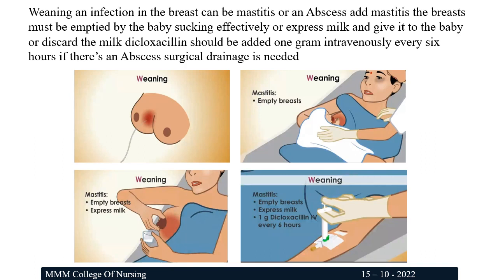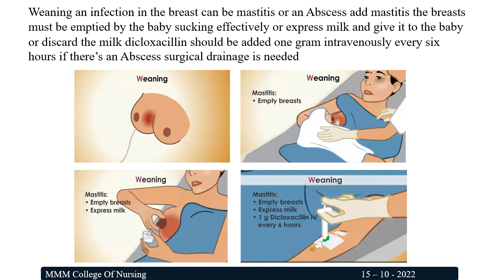So the next W is weaning. Okay, weaning means it is an infection in the breast causing mastitis or an abscess. With mastitis, the breast must be emptied by the baby sucking effectively, or express the milk and give it to the baby, or discard the milk. Dicloxacillin should be added, 1 gram intravenously every 6 hours, if there is an abscess. Surgical drainage is needed.